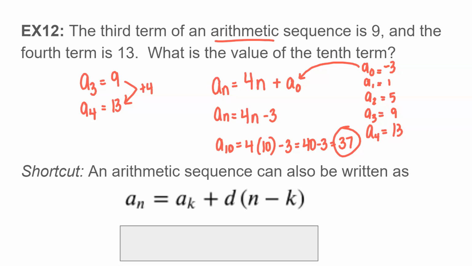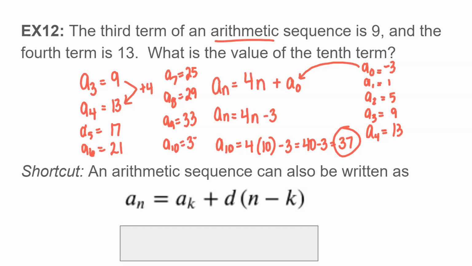That will work. If we want our equation, did we have to find this equation right here? I knew my common difference was 4. Could I do this? Could I do A sub 5 and just add 4 and get 17? And then I could do A sub 6 and get 21. A sub 7 would equal 25. A sub 8 would equal 29. A sub 9 would equal 33. And A sub 10 would equal 37. Could do it that way too, right?